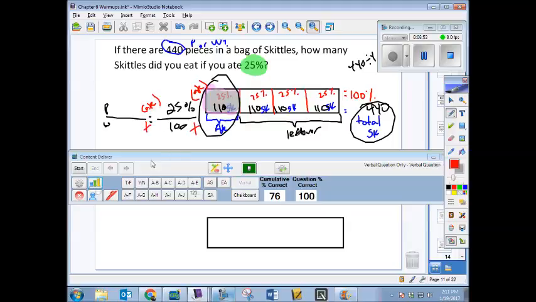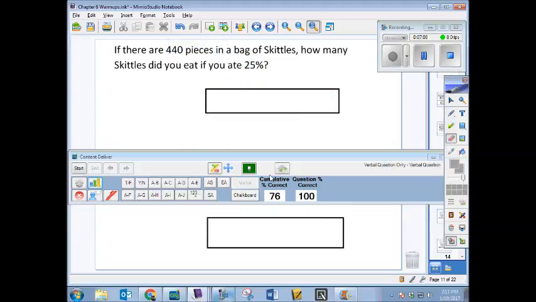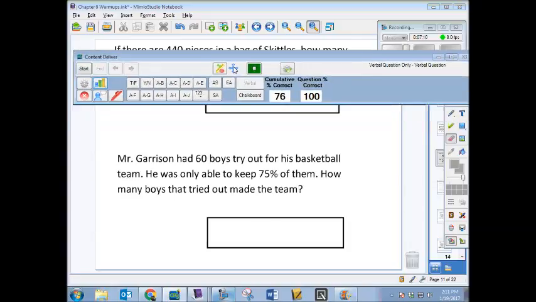So is 440 a part or a whole? Malia? So there we go. We cross multiply. We divide by 100. That's going to leave us with 110 Skittles. Everybody got that? Yes. Is the test... It's not. It's on the clickers again. Yay. Okay, let's go ahead and go to this one now.